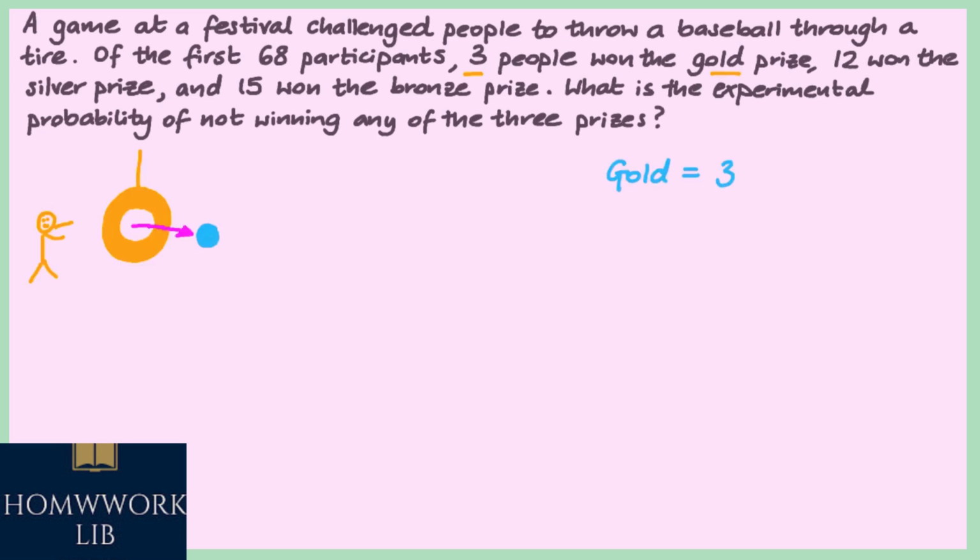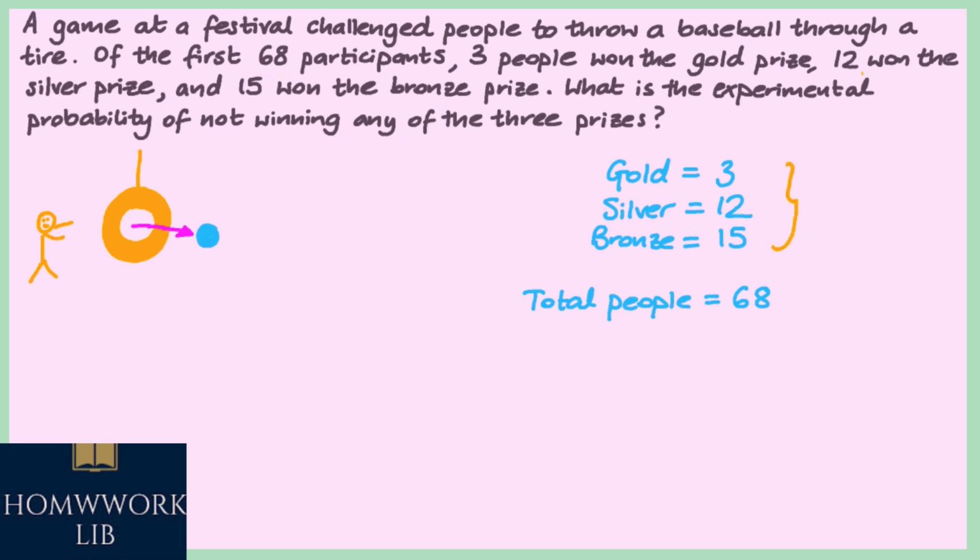3 people won the gold prize, 12 people won the silver prize, and 15 people won the bronze prize. However, we're told that 68 people tried the game. And if we add together the 3, the 12 and the 15 people that won prizes, this will add up to 30. Which means that there must be 38 people who didn't win any prize, since 68 subtract 30 gives us 38.